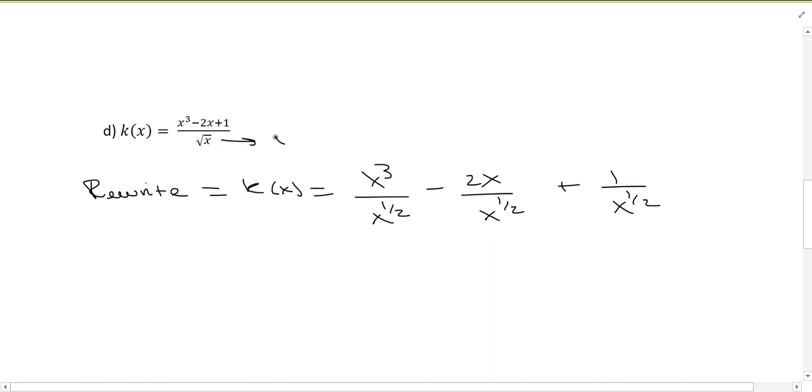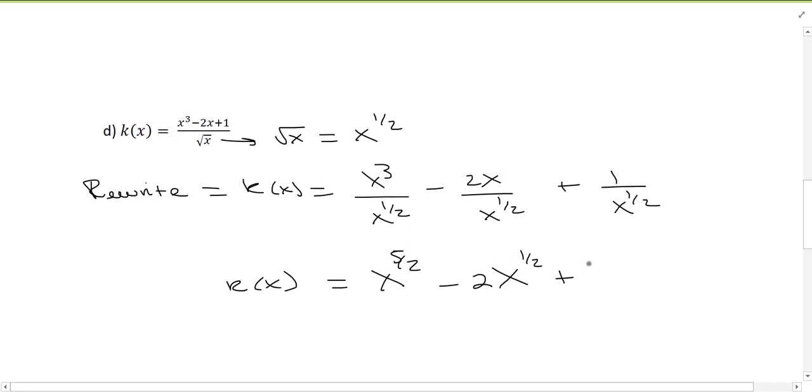Remember that radicals become rational exponents. So I can do that, and then I can use my properties of exponents to simplify. So when you divide the same base, you subtract the exponents. So 3 minus 1/2, so 3 is 6/2, so this will be x to the 5/2 minus 2x to the 1 minus 1/2 is 1/2, plus, and then that's just x to the negative 1/2. And now that I have it as x to the n, now that it looks like that, I can use the general power rule.